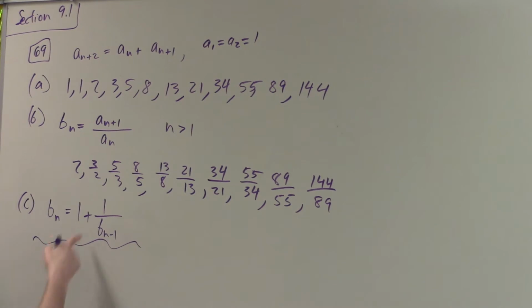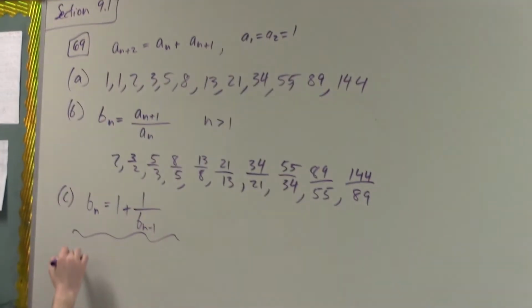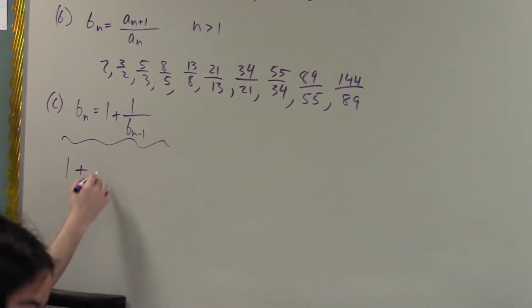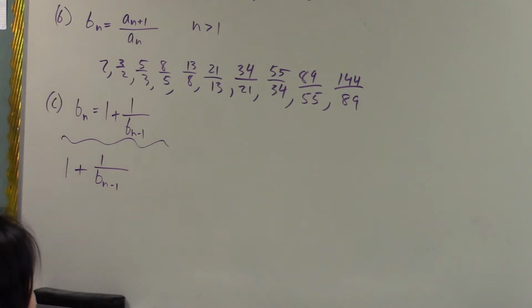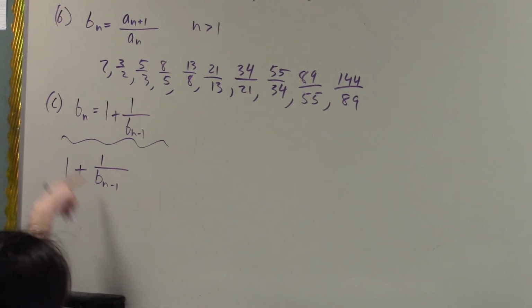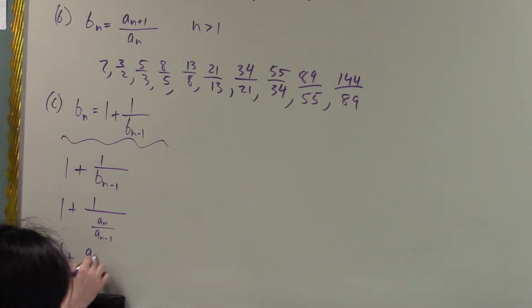So let's start with the right side because that's the more complicated one, and hopefully I can transform it into this. All right, well, I begin. What is 1 plus 1 over b sub n minus 1? Well, I will use the definition of b sub n minus 1. B sub n minus 1 is just that, right? So it's going to be 1 plus 1 over a sub n over a sub n minus 1. Do you agree? Yeah, and then some algebra happens. So that's really 1 plus a sub n minus 1 over a sub n.